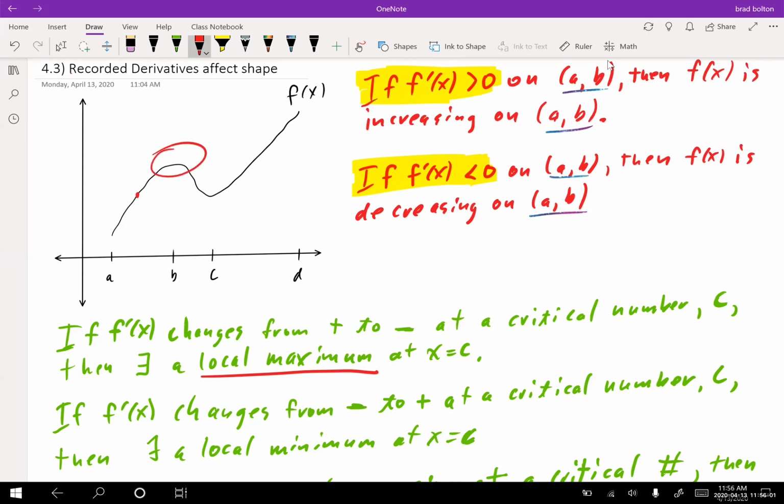Now they say if f prime of x changes from negative to positive at a critical number c, then there exists a local minimum at c. And then right here we would notice, it's just luck that it was c. Don't read too much into that. Here this was actually b, right? So c is just our standard way to describe a critical number, but it could be a b, a c, a d, an e, whatever you want. So it says if f prime of x changes from negative to positive, meaning it's going with negative slopes and all of a sudden it becomes positive slopes, and it was at a critical number, then that has to be a local minimum.